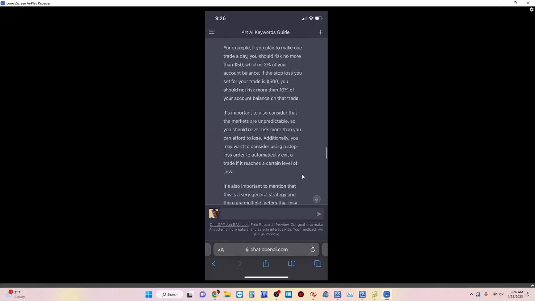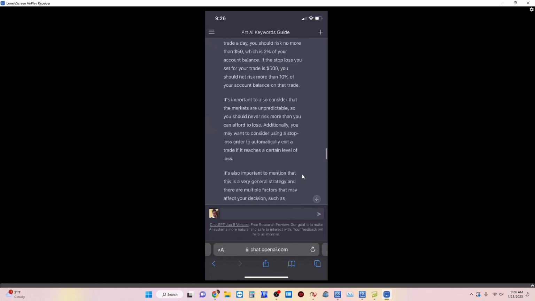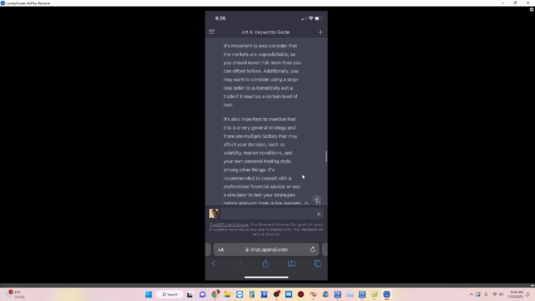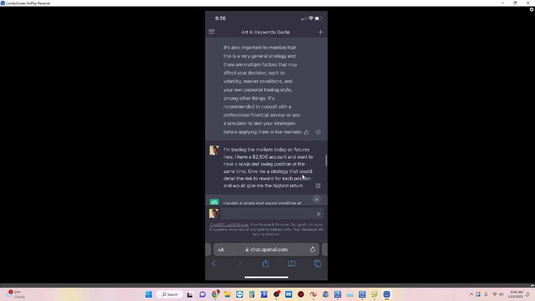For example, if you plan to make one trade per day, you should risk no more than $50. Blah blah blah. If the stop loss you set for the trade is $500, you should not risk more than 10% of your account balance on that trade. It's important to also consider that the markets are unpredictable.